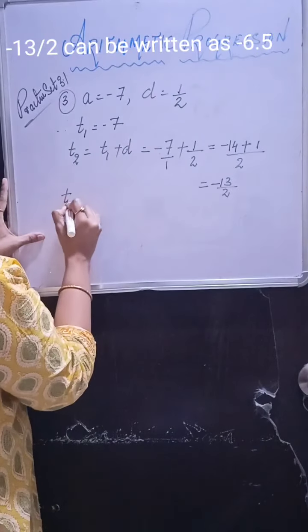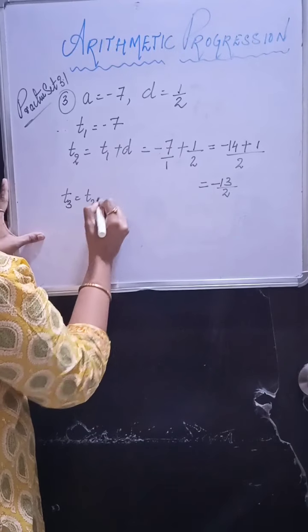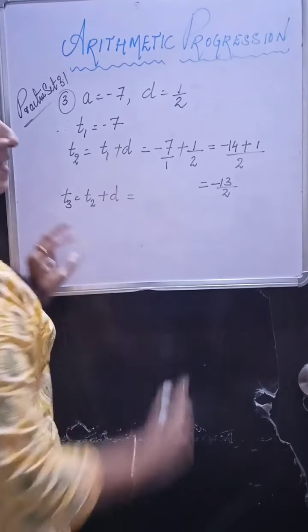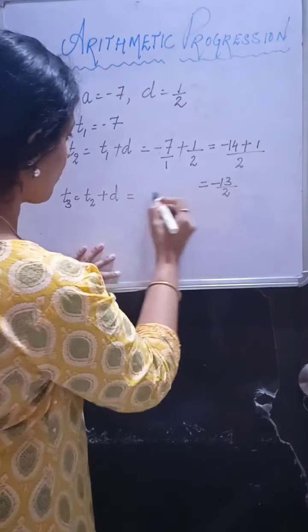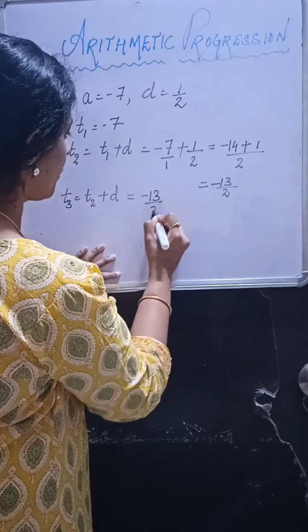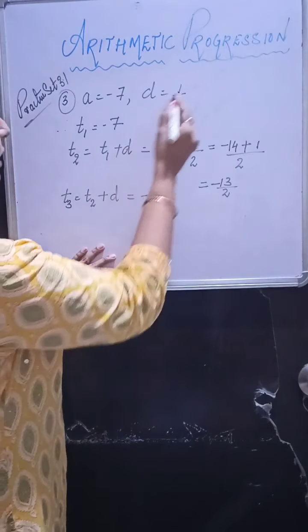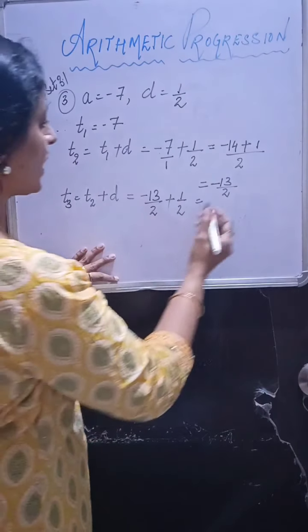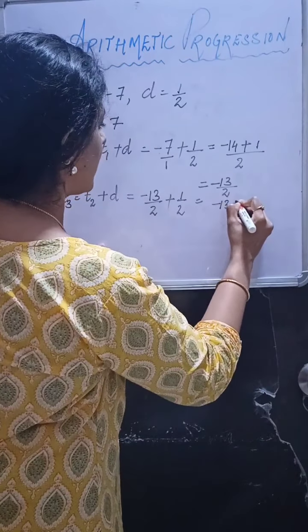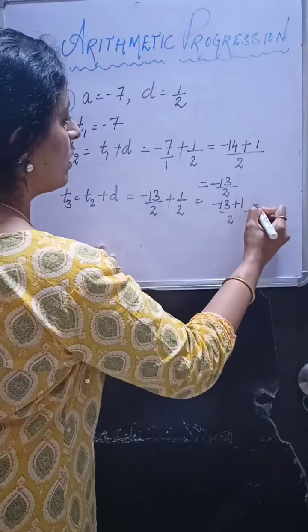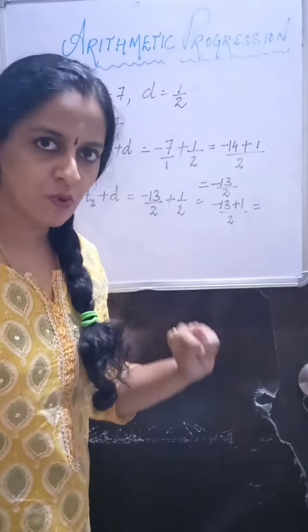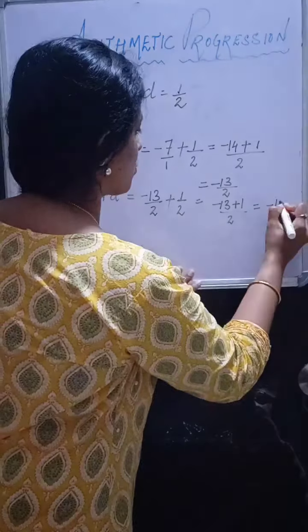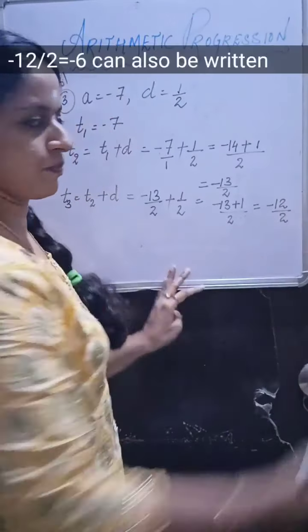Next term. T3 is equal to T2 plus common difference. T2 just now we got minus 13 upon 2, plus common difference is 1 upon 2. Here this is easy because denominators are same. So minus 13 plus 1 upon 2 will give you, minus 13 plus 1 will be minus 12 upon 2.